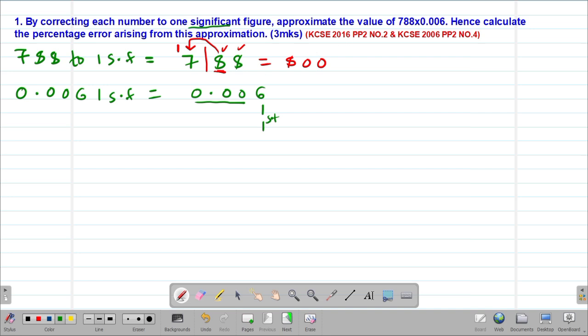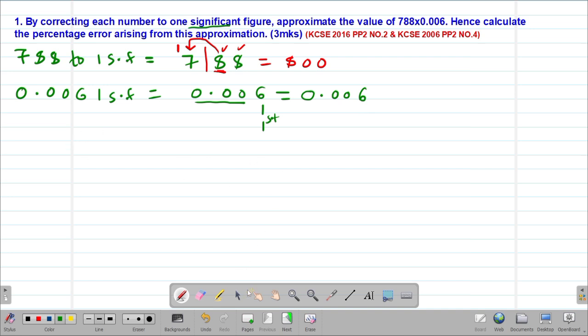They wanted me to express this to one significant figure, so the final answer will just remain as 0.006. Remember, I could add zeros after the 6, but when you add zeros after a decimal point like that, the zeros have no value. Therefore, this is just 0.006. This one is already correct to one significant figure.